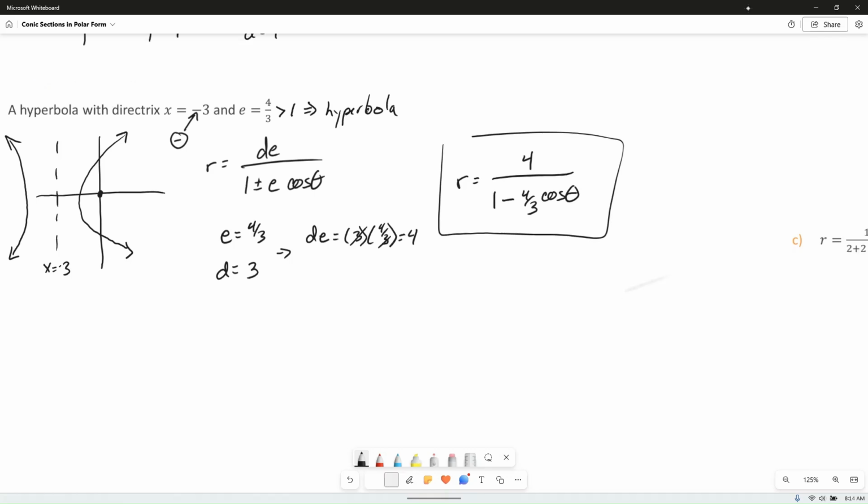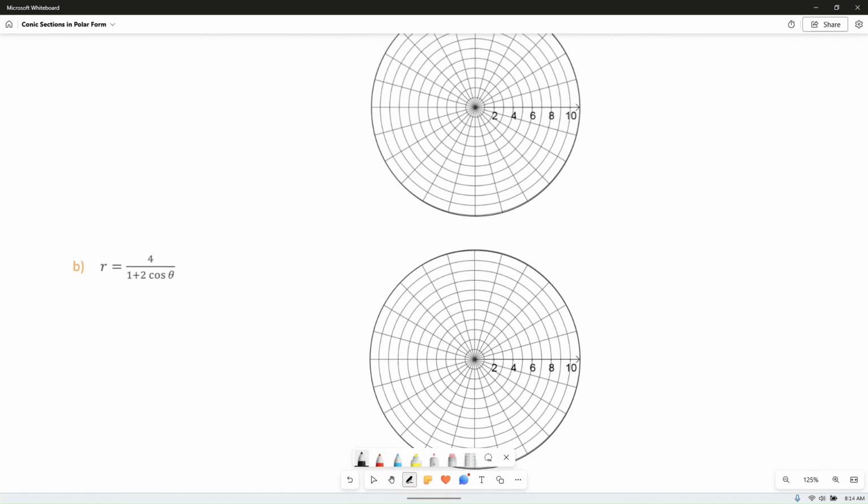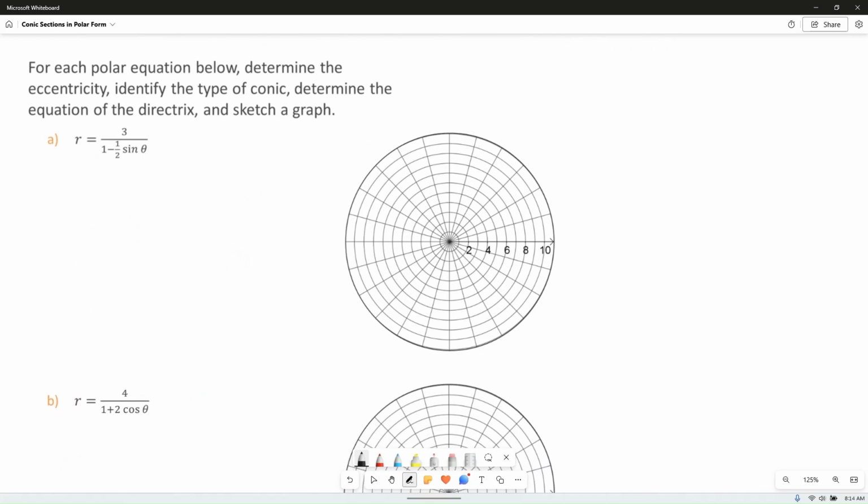All right, so let's look at some examples where we are given the equation and we want to identify what is the eccentricity, what kind of conic do we have, what is the equation for the directrix, and then see if we can sketch a graph. Okay, so for our first example here, we're given r equals 3 divided by 1 minus a half sine of theta. So let's start with our eccentricity, because this is the easiest thing to figure out.